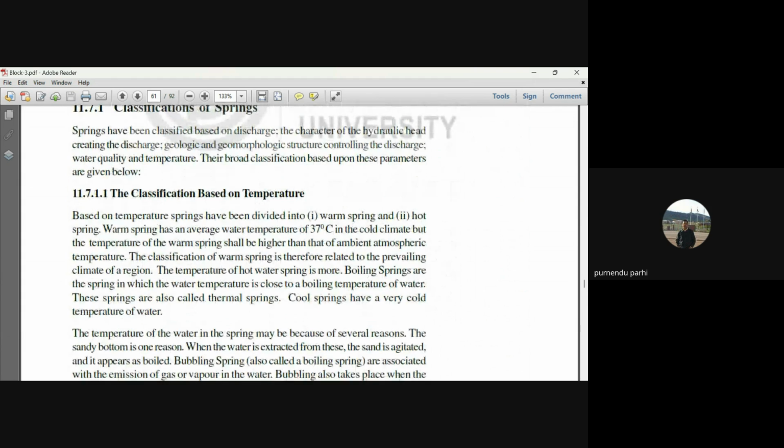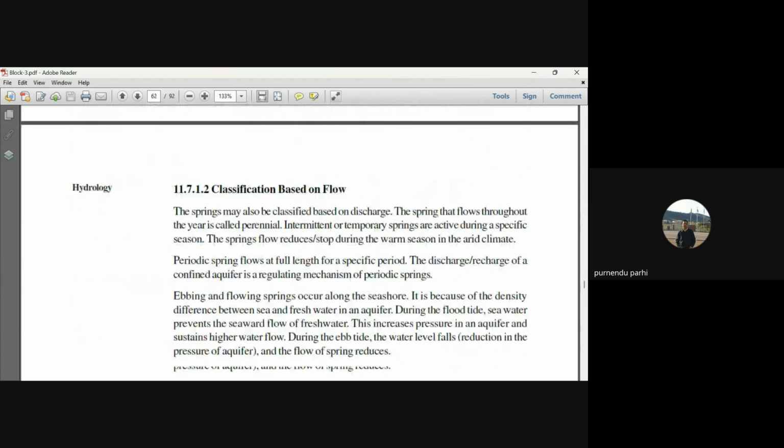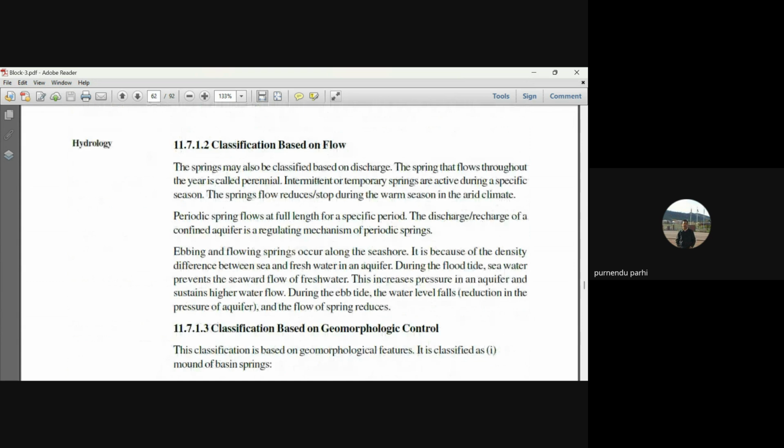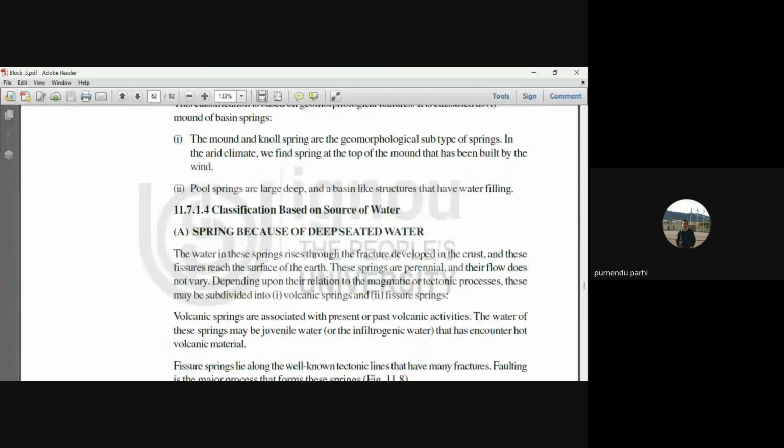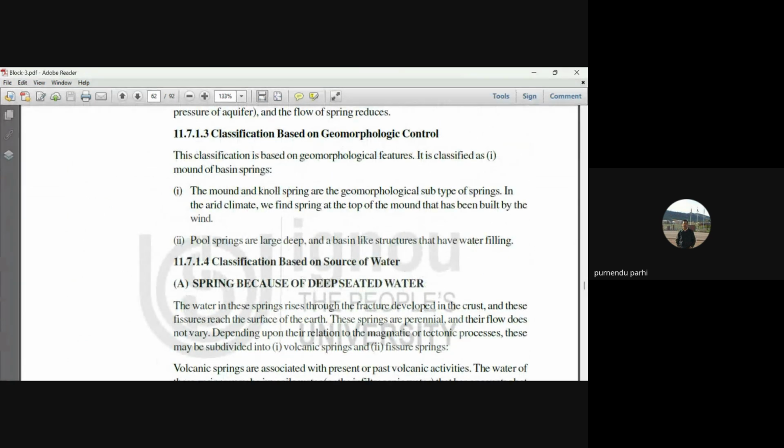The classification based on temperature, classification based on flow, classification based on geomorphological control.